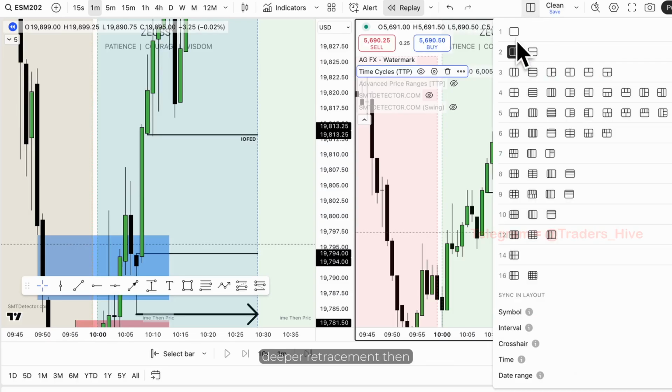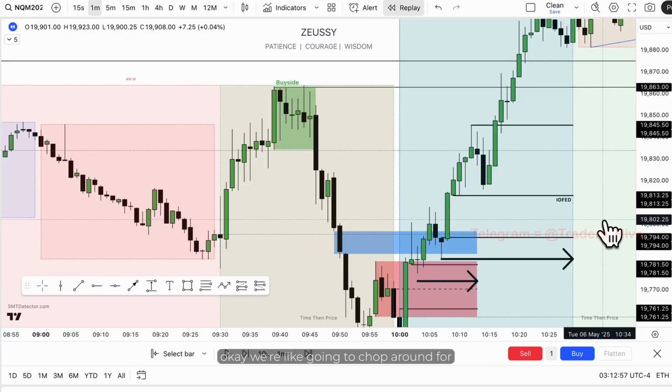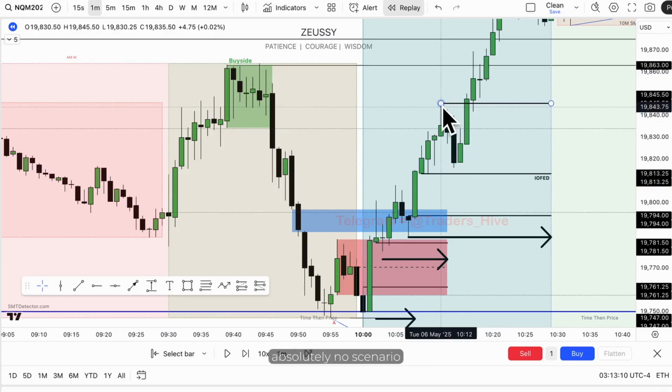If there would be a deeper retracement, then you would already anticipate, okay, we're likely going to chop around for now moving forward. When the market eventually has this sequence of down close candles and we see this low form at 1014, what I'm thinking to myself is, okay, the moment that we expand above the high of this retracement, there's absolutely no scenario in which price should ever reprice below this low again.